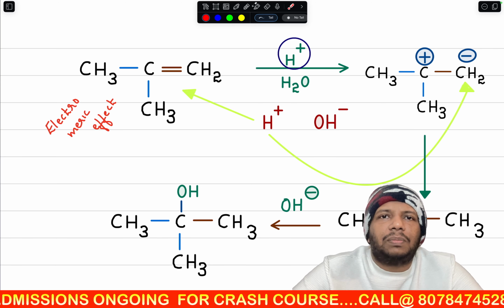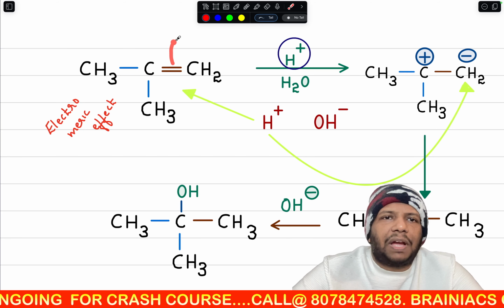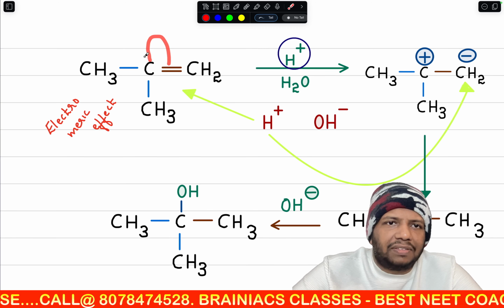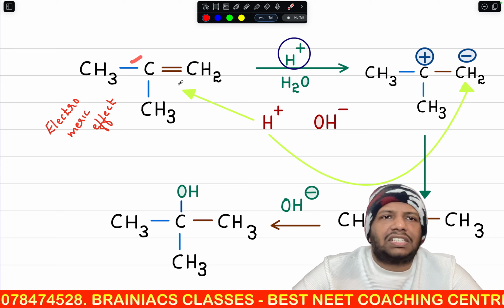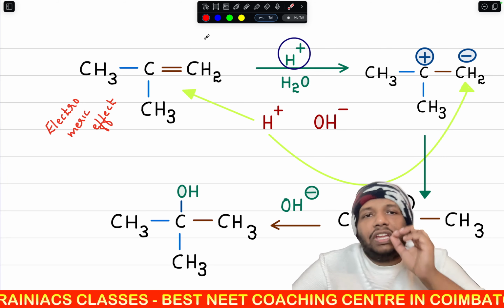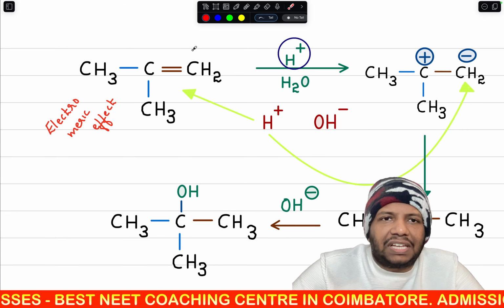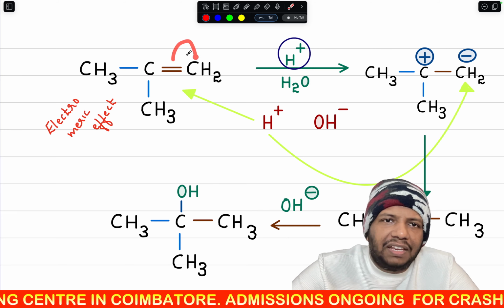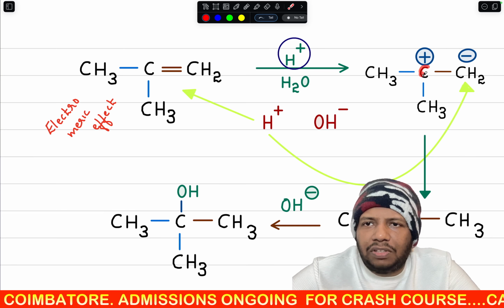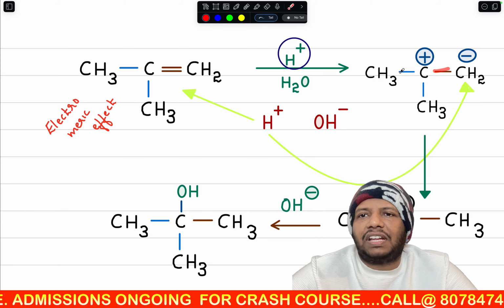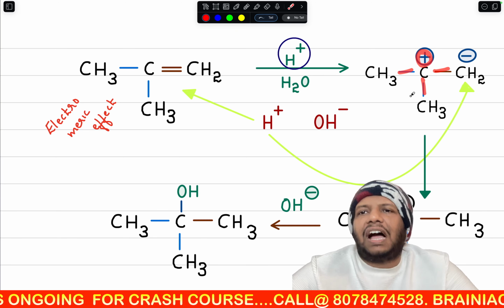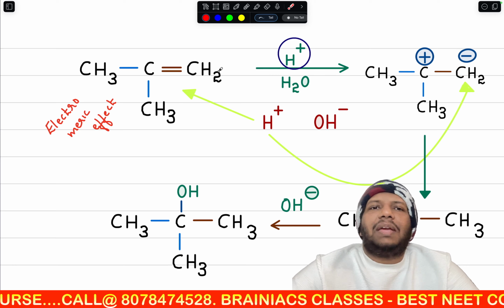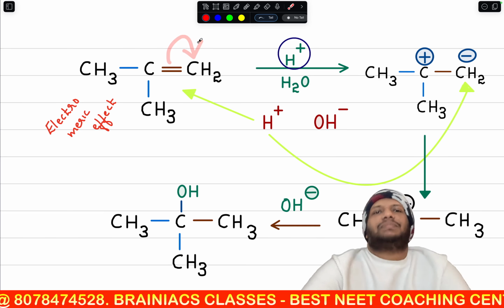Now many students usually ask a doubt: sir, whether the pi bond will polarize in this direction, with a negative charge here, or in the other direction, with a negative charge here and a positive charge there. You need to check in which case the carbocation is more stable. When it polarizes in this direction, the positive charge comes on this particular carbon, and I know this is a tertiary carbon atom. We know tertiary carbocations are highly stable, and on the other side it would be a carbanion, and primary carbanions are more stable. So the polarization will happen in this direction.